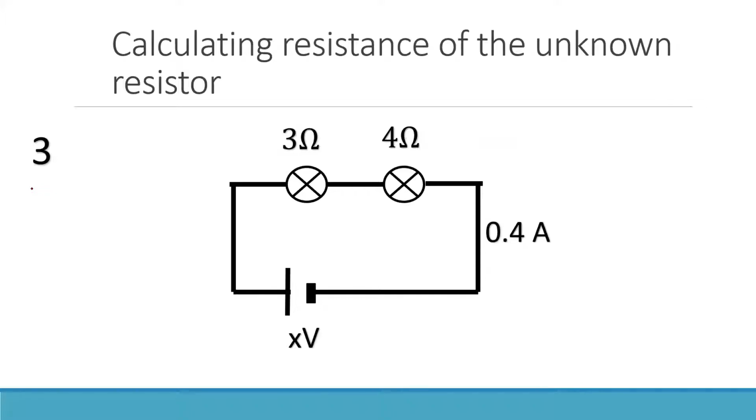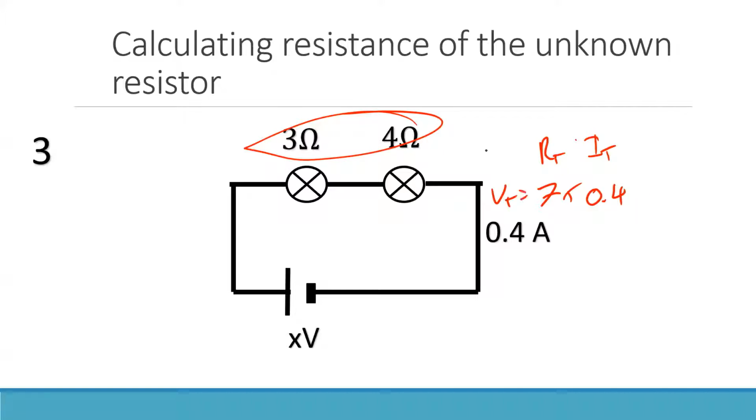So we had to do the same thing that we just did in that previous example, where we had to find the total resistance and the total current. This one was a bit easier though, because the total resistance is just 7 ohms, and the total current was 0.4. So that meant getting the total voltage was pretty easy.